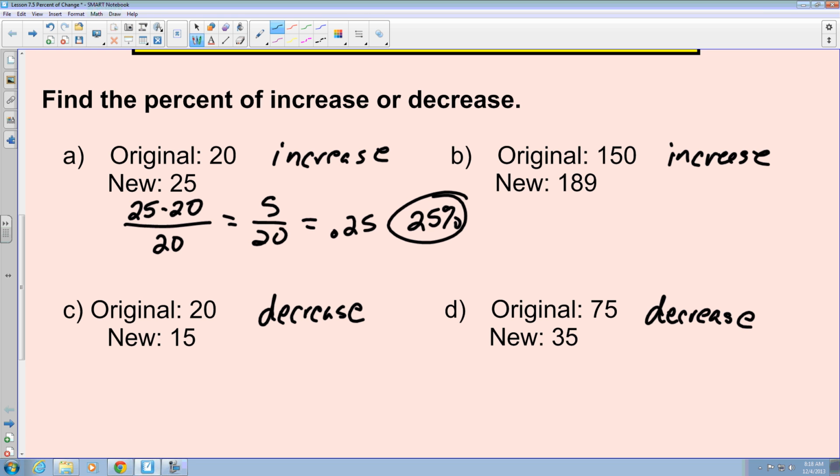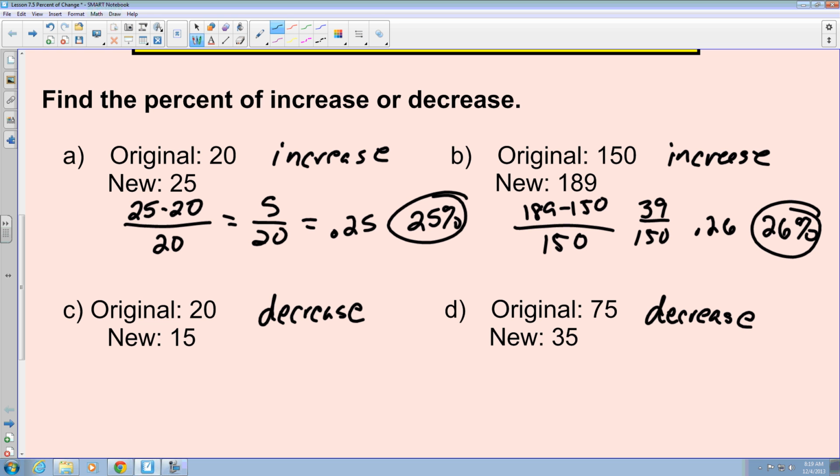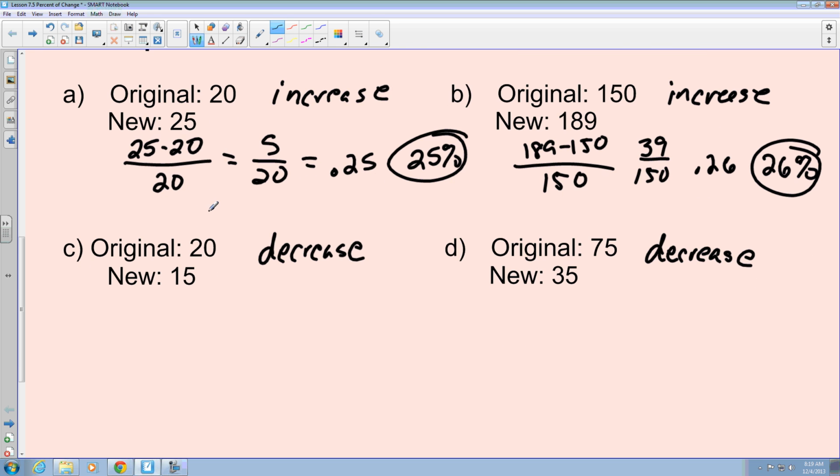For example B, same thing. Larger number, which is 189, subtracted by 150, divided by the original value, which is 150. So 189 minus 150 gives me 39 over 150. 39 divided by 150 is 0.26, which is 26%. So for B, it's an increase, and it's an increase of 26%.